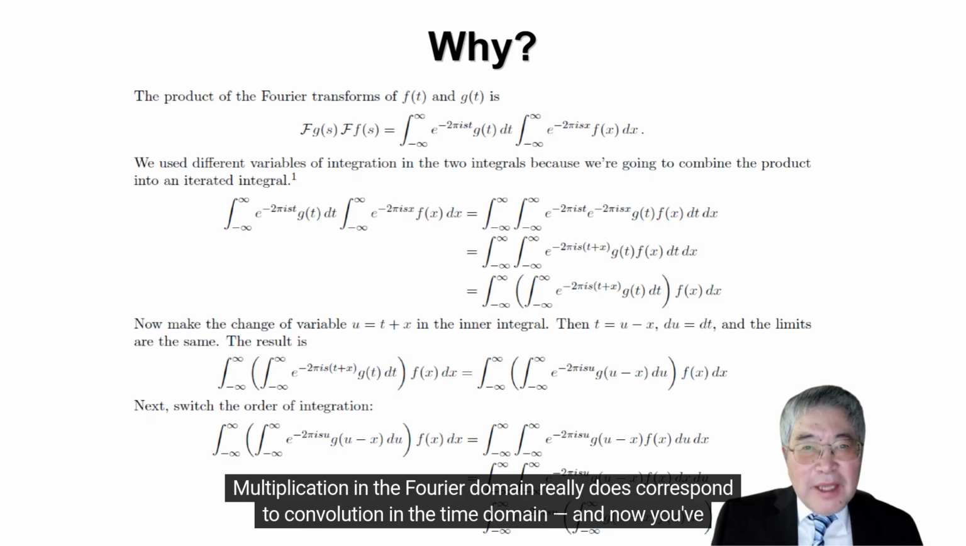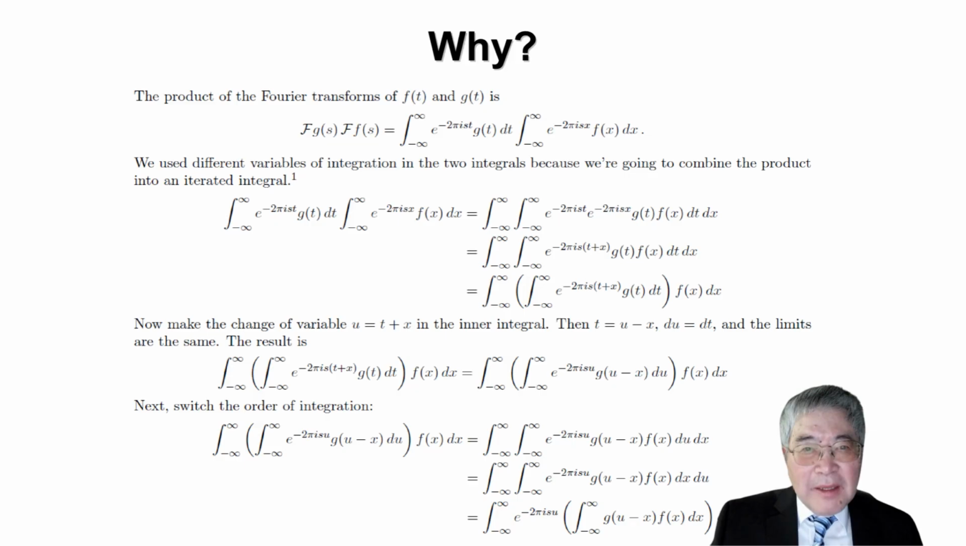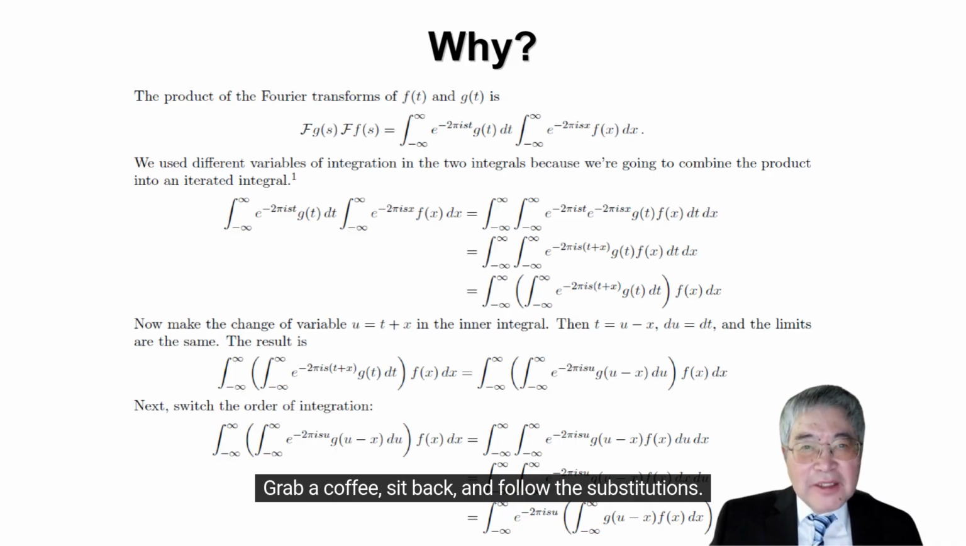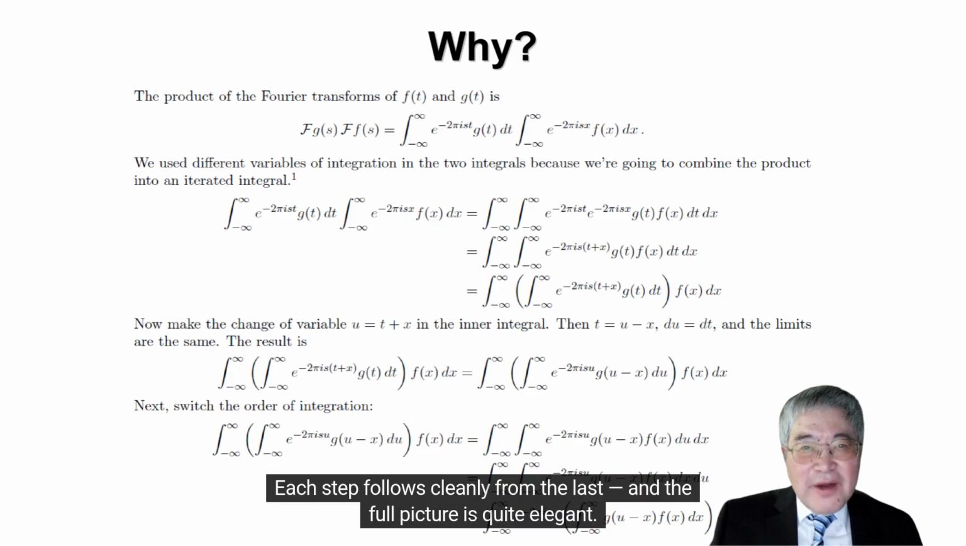Multiplication in the Fourier domain really does correspond to convolution in the time domain, and now you've seen where it comes from. Of course, these steps are dense, and I encourage you to go over them again slowly. Grab a coffee, sit back, and follow the substitutions. Each step follows cleanly from the last, and the full picture is quite elegant.